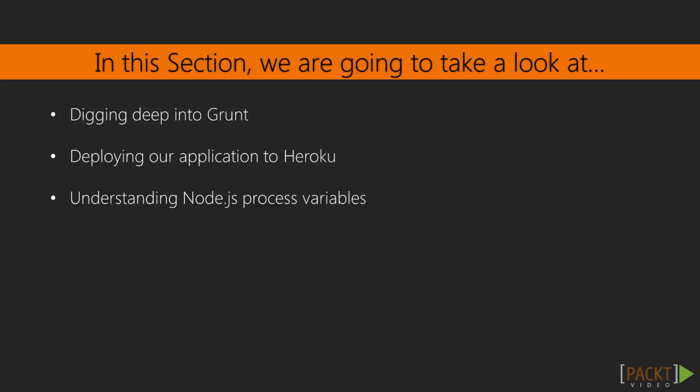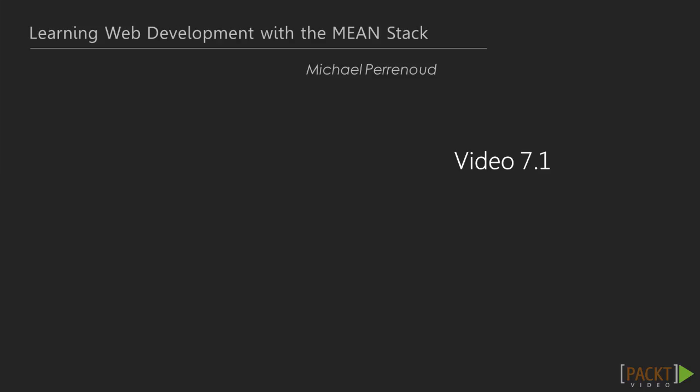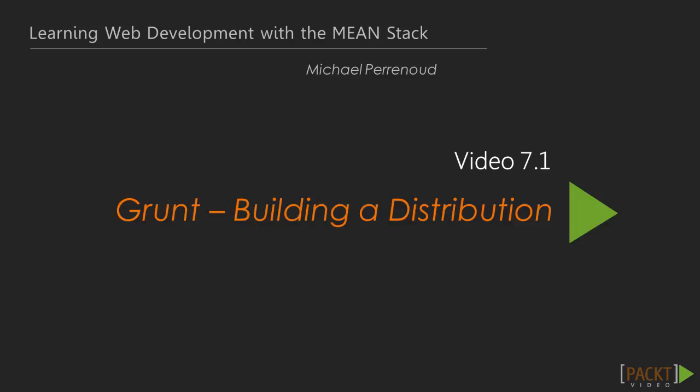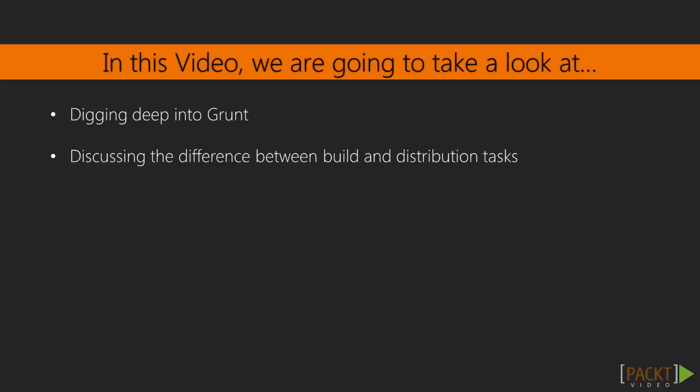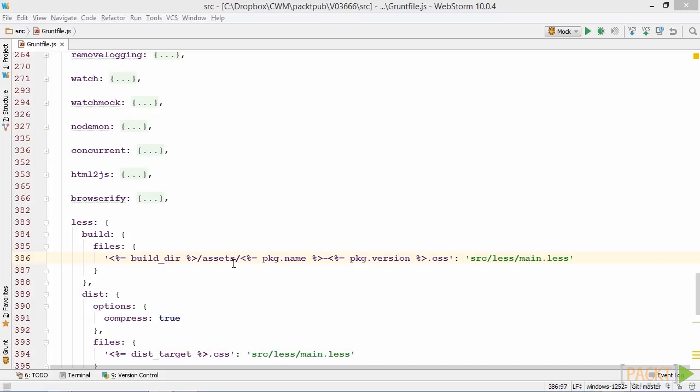Over the next 5 videos, we will be walking through the process of digging into Grunt distribution scripts, deploying our application, and node process variables. This is the first video in this section. In this video, we will be digging deep into the difference between build and distribution tasks in Grunt. To start off, let's get an understanding as to why we have a distribution task.